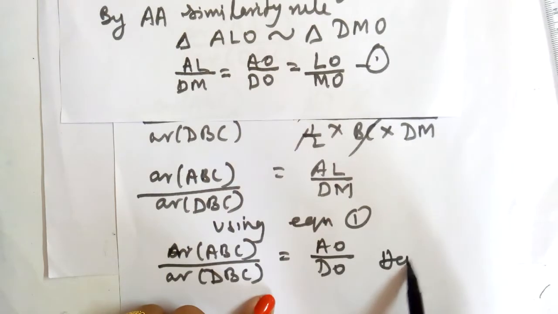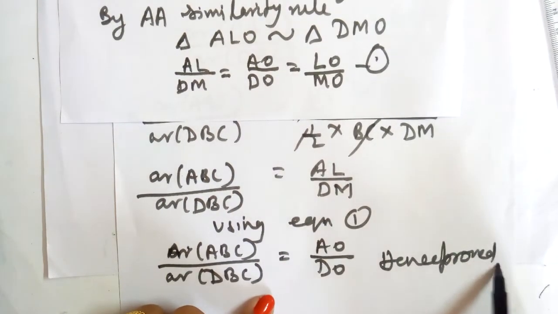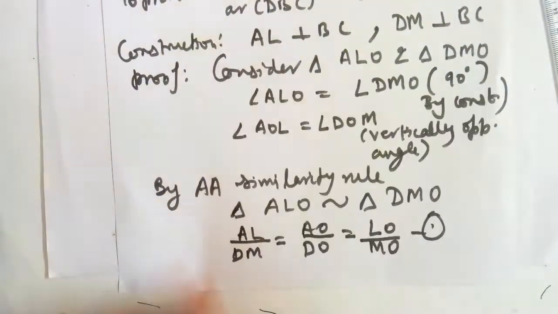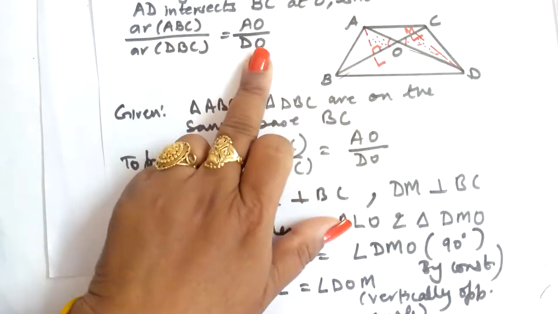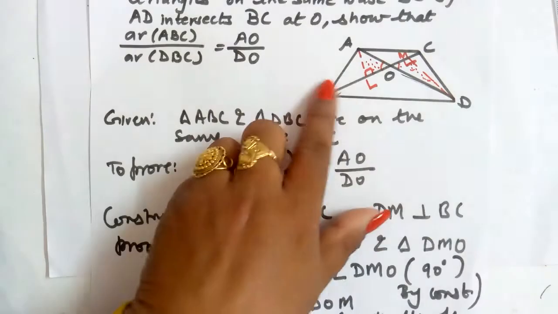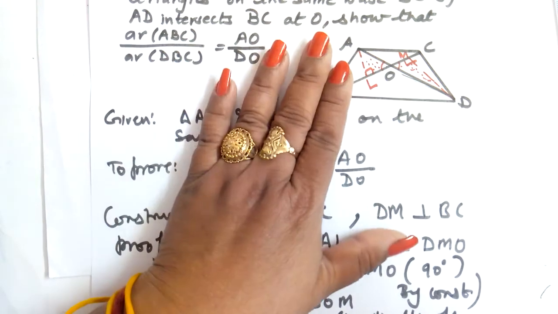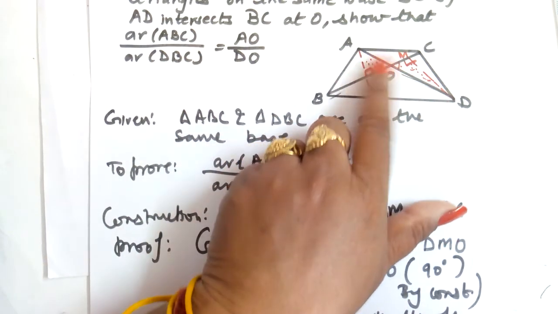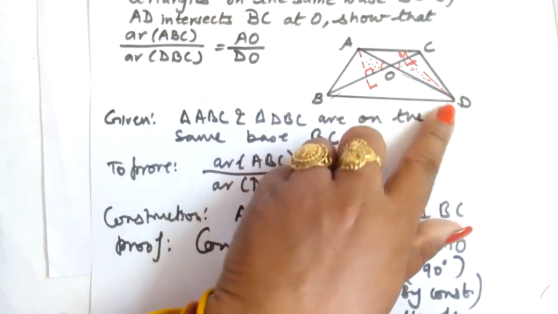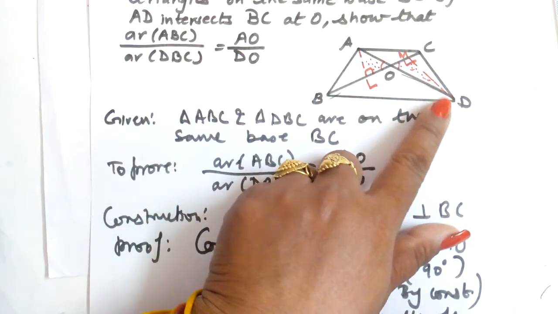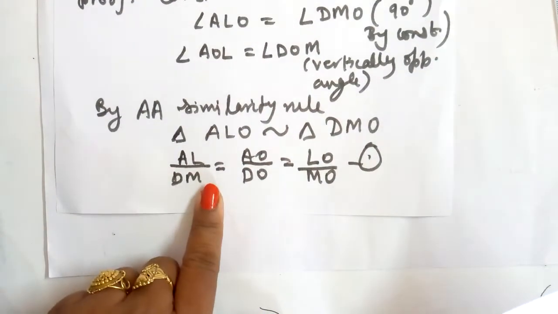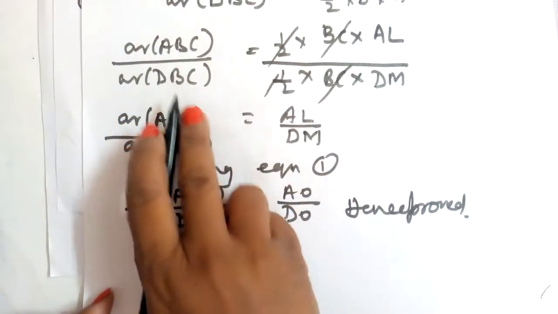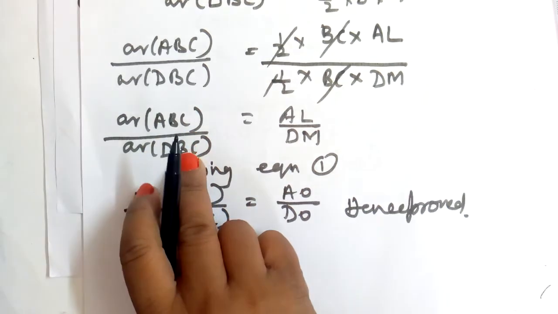Hence proved. That is what the question was asking us to prove. So by using this construction we drew AL and DM and proved the triangles similar, so AL upon DM is equal to OA upon DO. After that we took the area of triangle ABC and DBC.